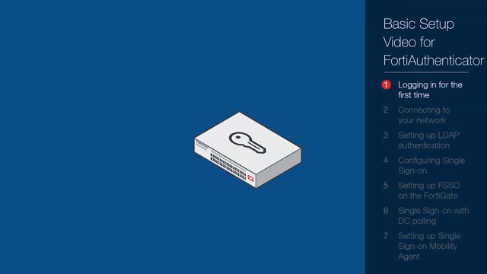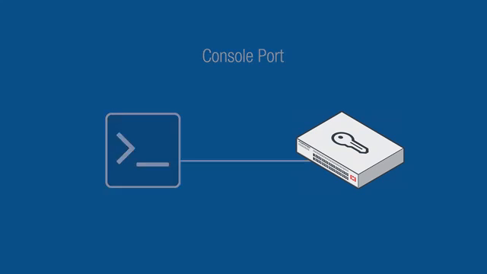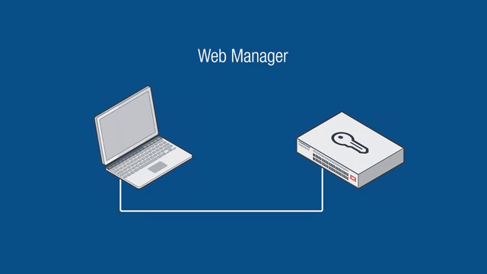The first thing we need to do is set up the FortiAuthenticator hardware to allow us to configure the system. There are two methods of gaining access to the settings of your FortiAuthenticator unit. The first is through the console port via the command line interface, which is covered in the FortiAuthenticator Quick Start Guide and not shown in this tutorial. The second is through the web manager via your browser.